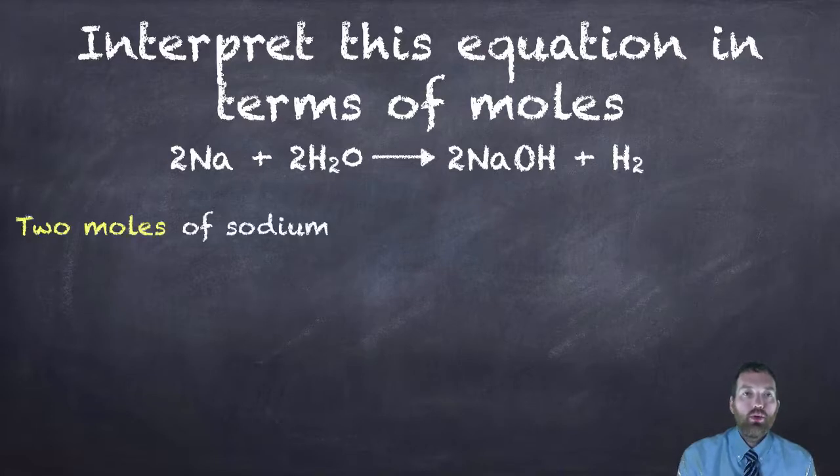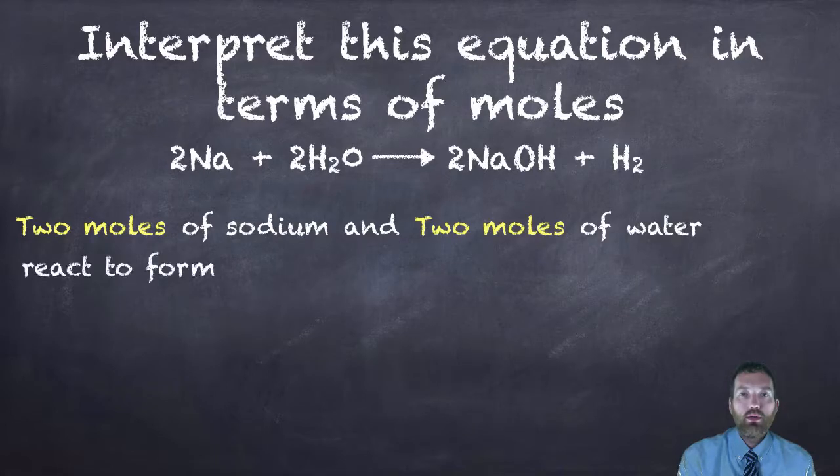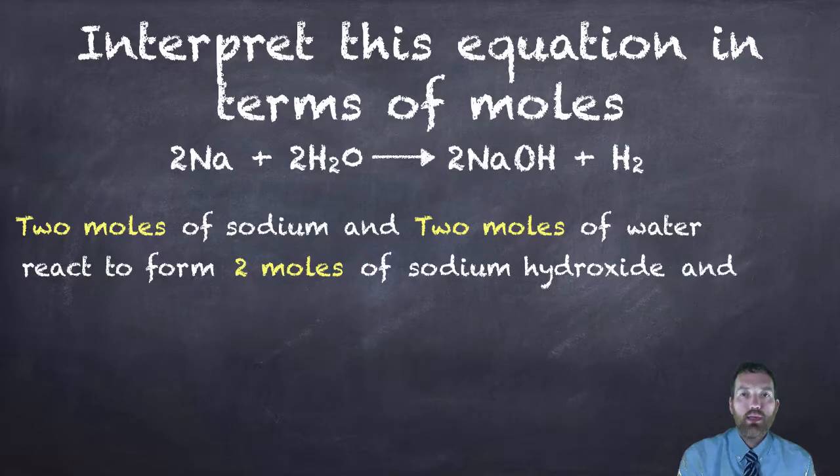Okay, 2 moles of sodium and 2 moles of water are going to react to form 2 moles of sodium hydroxide and 1 mole, remember if there's no coefficient, it's really a 1 mole of hydrogen.